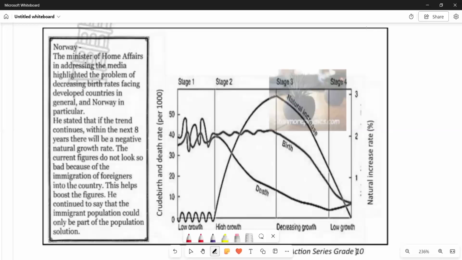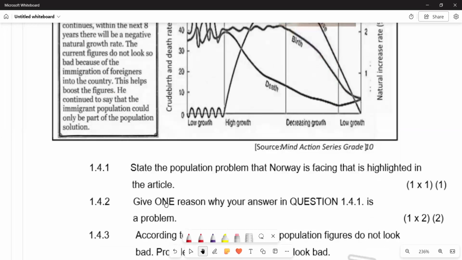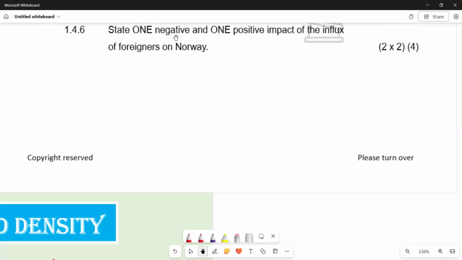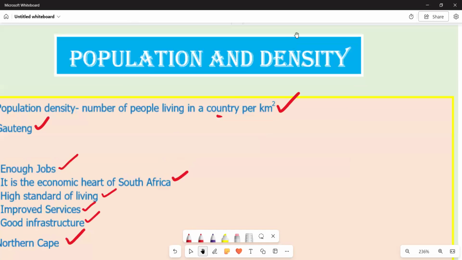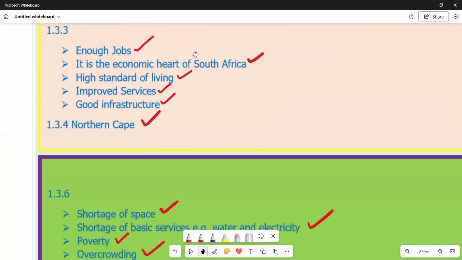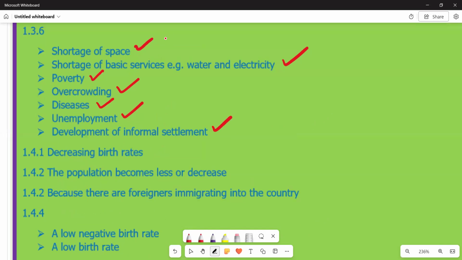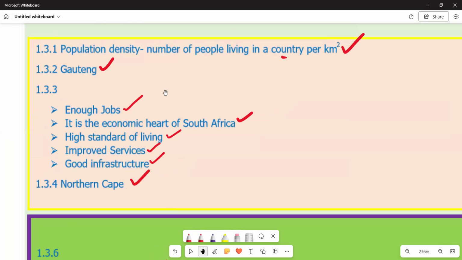If you go through the text, you would see that there is an indication of the problem of decreasing birth rates. So this is one of the problems being indicated that we can highlight there. We have the problem of decreasing birth rates. If you come to our answer section again, let's refer to it. We have the issue of decreasing birth rates indicated there on 1.4.1. We are saying decreasing birth rates is the problem that we have. Then I will go to the next question.